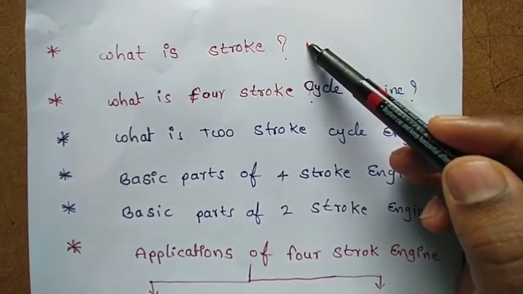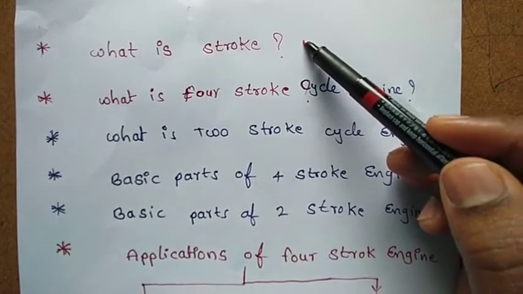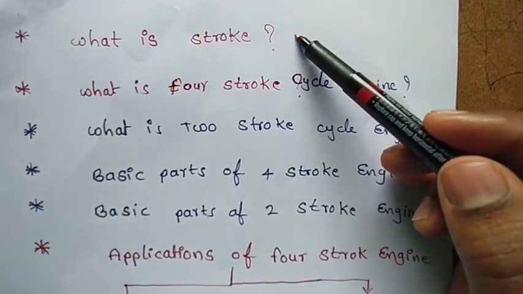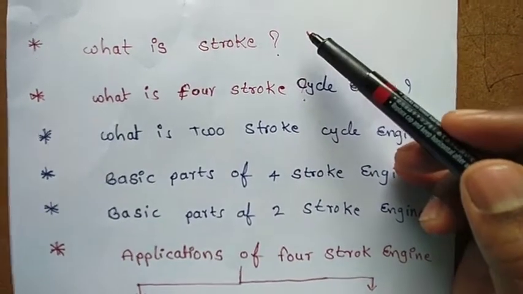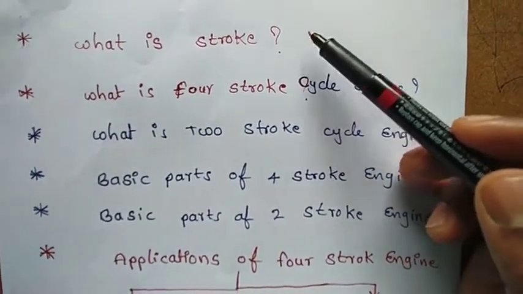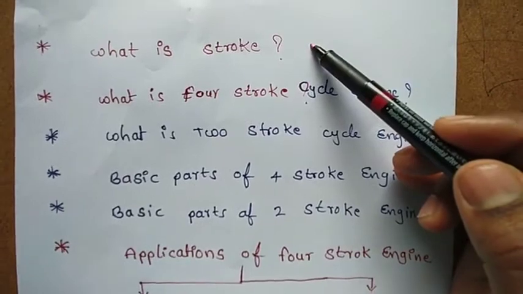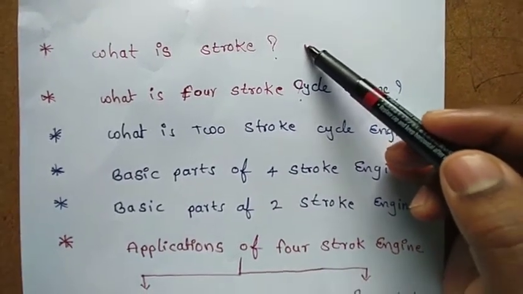Once again listen, what is a stroke? If the piston moves from one dead center to another dead center, meaning TDC to BDC or BDC to TDC, whatever it is, that is called one stroke.